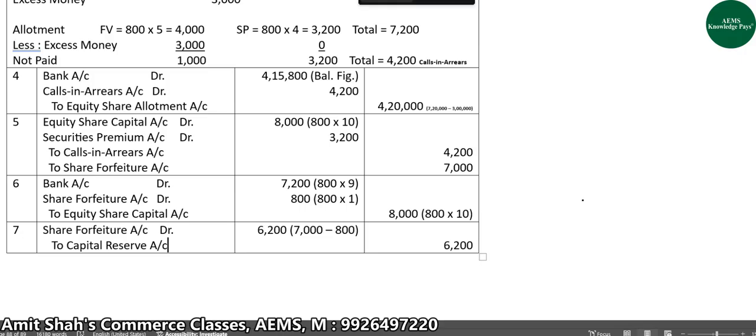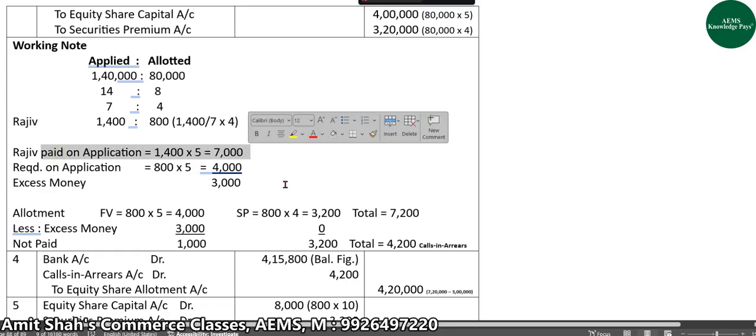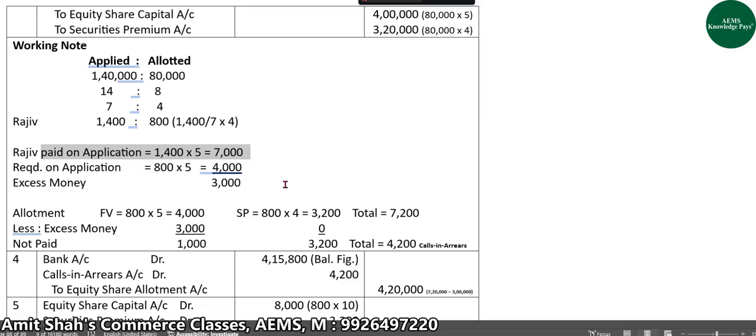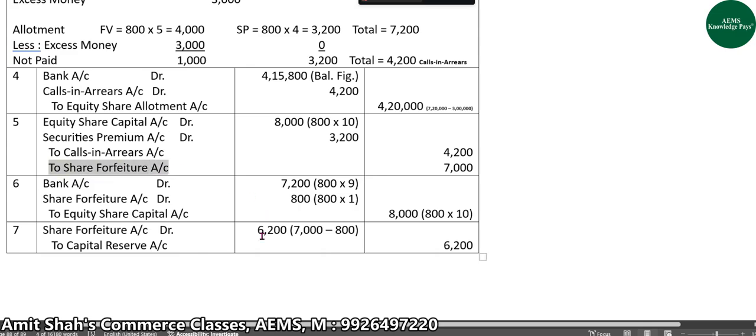Sir, in a share forfeiture account, whatever the money that the shareholder has paid will come in share forfeiture account? No, no, during the time of forfeiture. Whatsoever we have adjusted in face value out of what we have received from the defaulting shareholder, that goes to share forfeiture. Suppose you have received 7,000 from Rajiv, but out of that, you have adjusted only 6,000 towards face value, and remaining 1,000 you have adjusted towards securities premium. Then only 6,000 will go in share forfeiture.